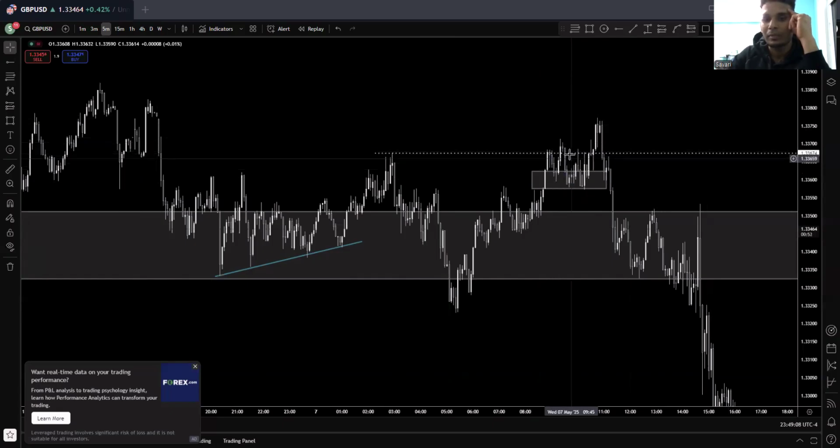Internal getting swept. There is one displacement inside this fair value gap. Now this high is also getting swept. Big fair value gap getting flipped. This is the play. This is the place where you should execute your entries.